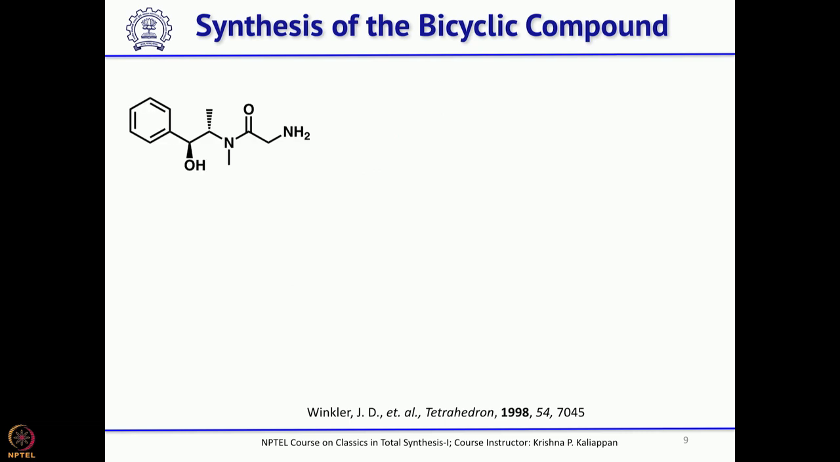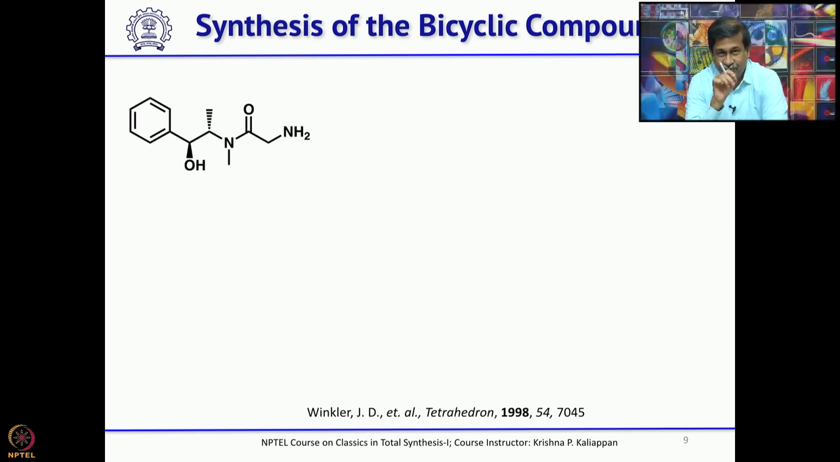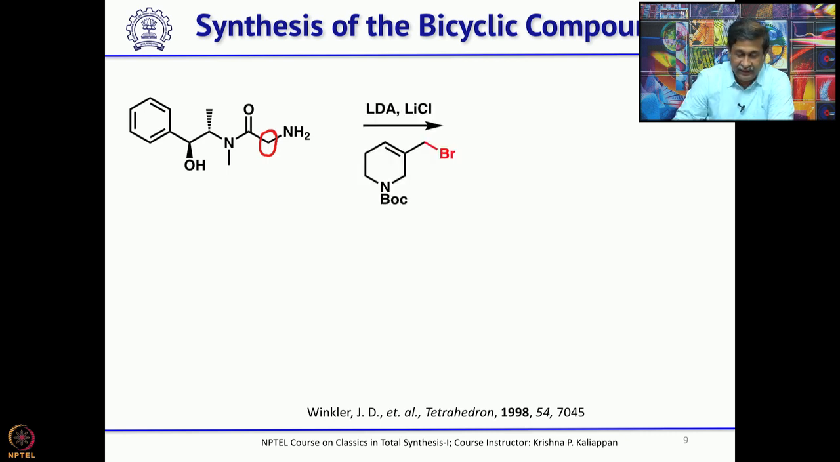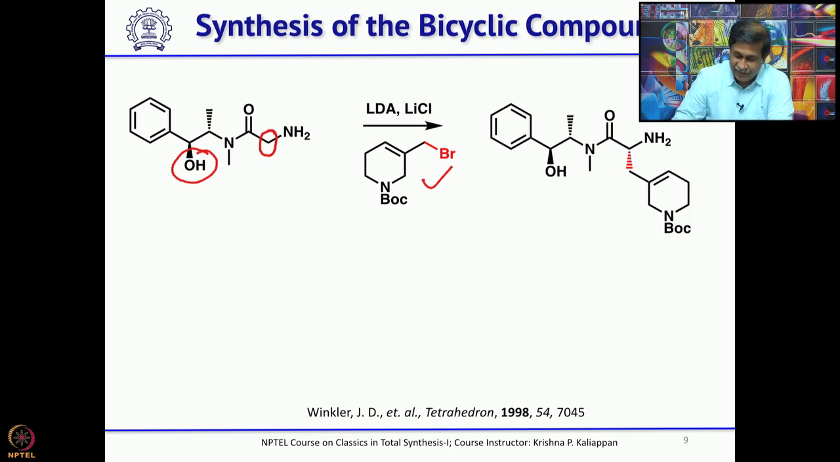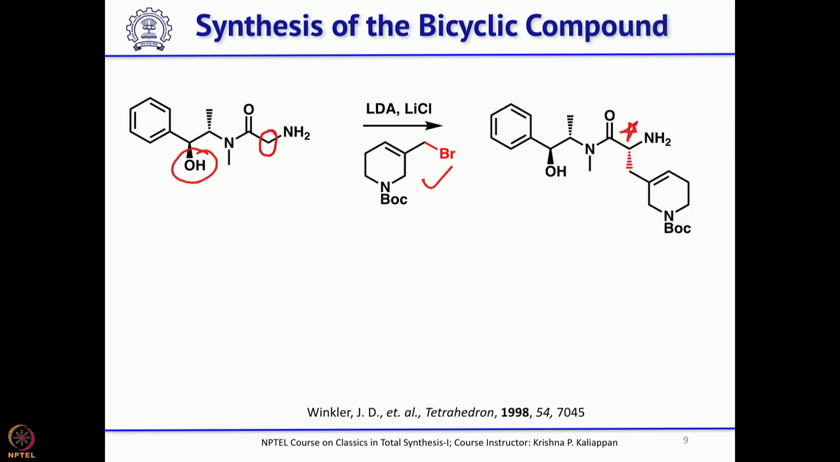Next, how can you introduce the chiral center? For that he started with pseudoephedrine. So now this carbon has two acidic protons. One can treat with LDA. Of course you need excess LDA because you have a free hydroxyl group. Then quench with this allyl bromide. So that is how you introduce this chiral center.